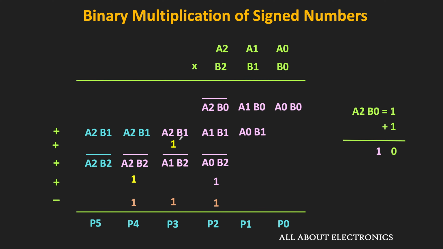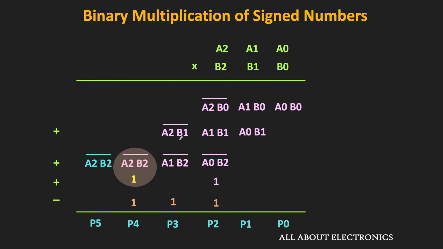And similarly, with the same logic, when we add 1 to this A2B1 bit, then all the sign extended bits will vanish. And this A2B1 bit will get inverted. Similarly, when we add 1 to this A2B2 bar, then the sign extended bits will vanish. And this A2B2 bar will get inverted.